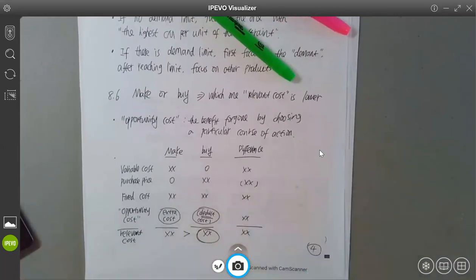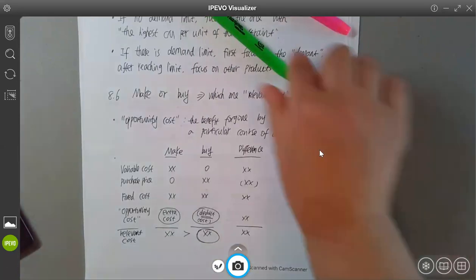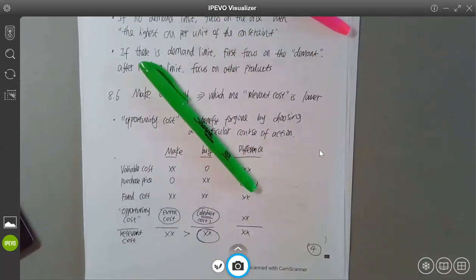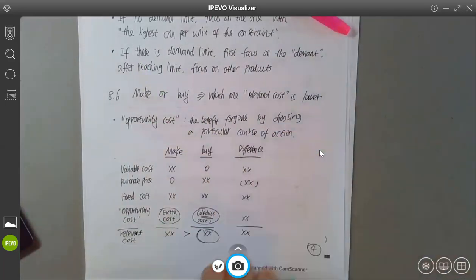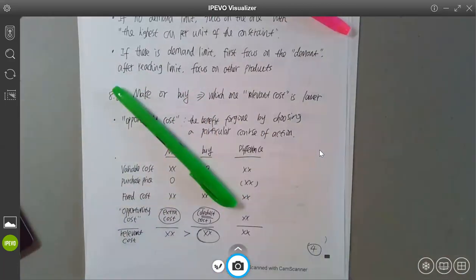Next one, the last situation is make or buy. Very straightforward. You make this green pen by yourself or you buy it from your supplier, right? In this situation, we talk about the overall relevant cost. If you make this pen, the overall relevant cost is $10 each. If you buy it from your supplier, it's $8 each. Then you should buy it, right? We should buy it. You look at the costs, and we use the smaller cost.